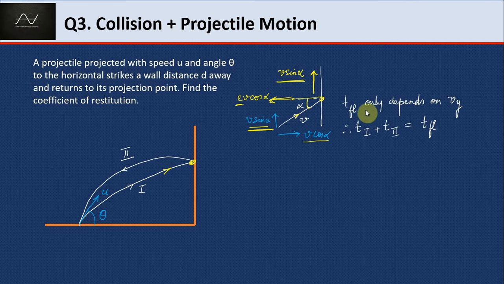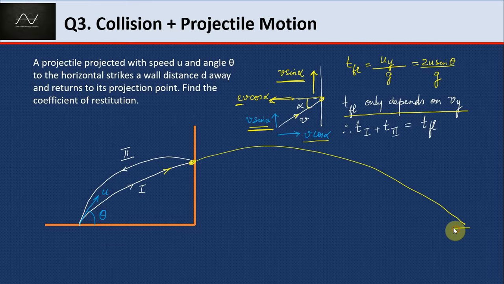And if you look at time of flight, it only depends on the vertical velocity. The time of flight is the initial vertical velocity u_y upon g, or 2u sin theta upon g. Yes, there is a collision, but the vertical component is not changing at all. That means the total time to cover via path 1 and via path 2 back will be the same as though it went off like this. That is the total time of flight. That doesn't change.